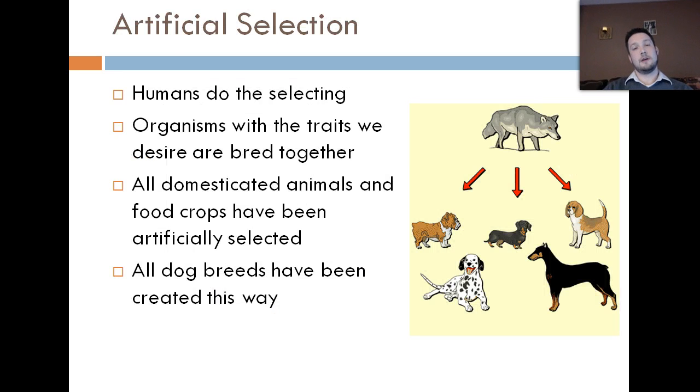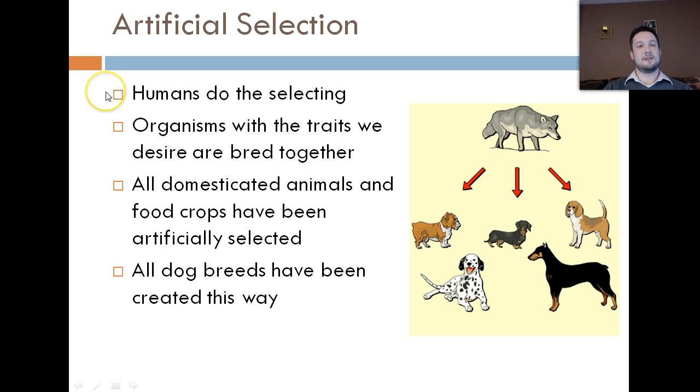Okay, the last thing we need to talk about is artificial selection. I'm sure you've heard the term artificial before. It means something that's man-made, like turf on our football field. That is made out of plastic instead of real grass, so that's why they call it artificial turf.